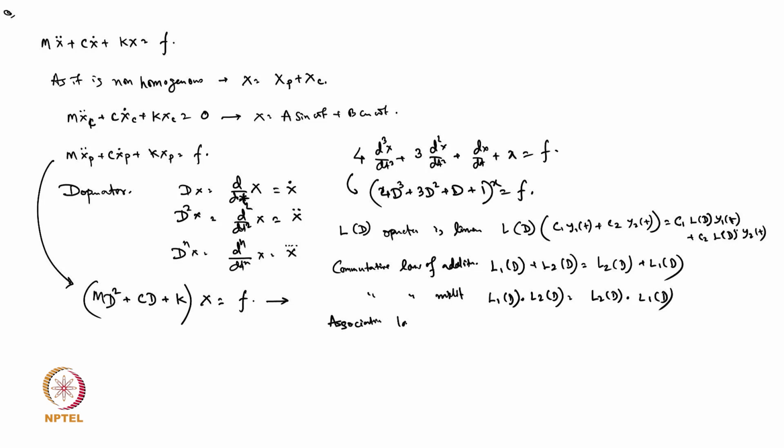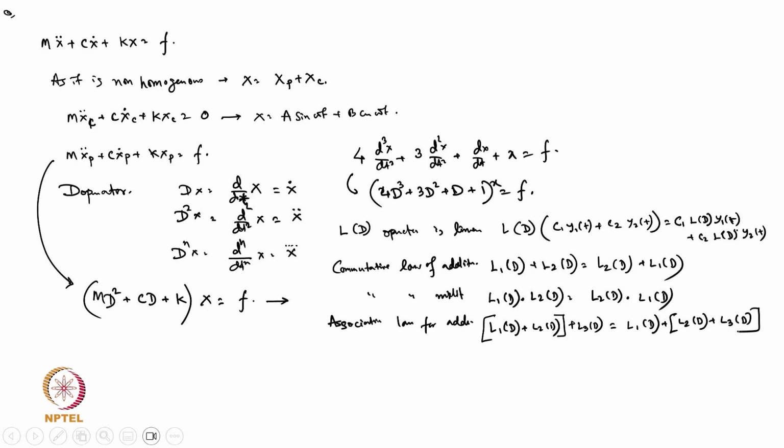Then we have the associative law for addition. Here, L1(D) plus L2(D), plus L3(D), we can write as L1(D) plus L2(D) plus L3(D).